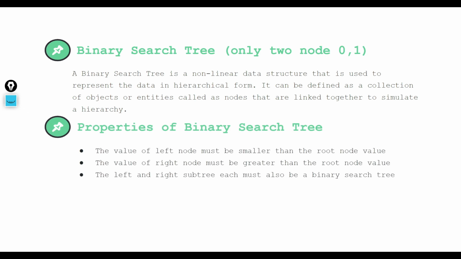Now let's discuss the properties of a binary search tree. The value of the left node must be smaller than the root node value, and the value of the right node must be greater than the root node value, and the left and right subtrees must each also be a binary search tree in the main tree. So let's discuss the representation of a binary search tree with the help of an example.